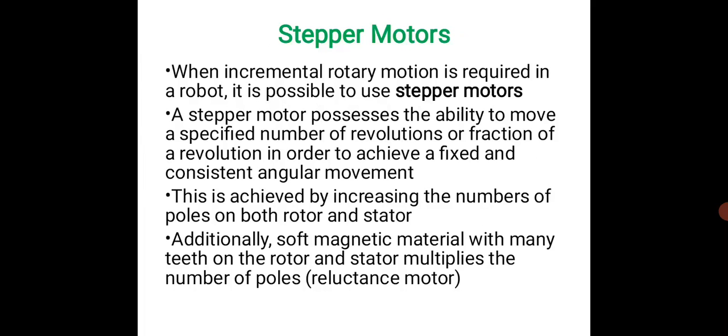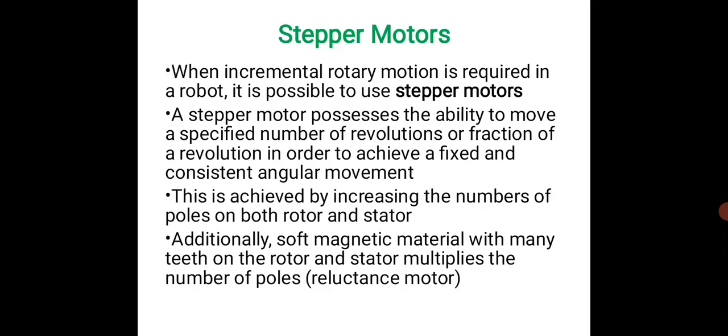And stepper motor. So from the name itself we could guess. It will make an incremental rotary motion which is required in a robot, and this is achieved through the stepper motors. A stepper motor possesses the ability to move a specified number of revolutions or fraction of a revolution in order to achieve a fixed and consistent angular movement. This is achieved by increasing the number of poles on both rotor and stator.